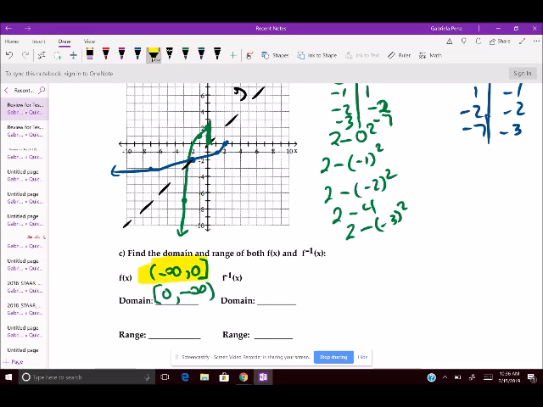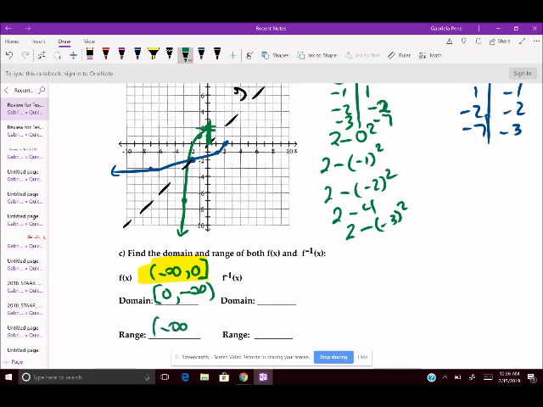So I need to keep that in mind when I do the range. It's coming in from who? What kind of infinity? The -infinity. And where does it stop on the y? 2. So it goes from -infinity to 2.